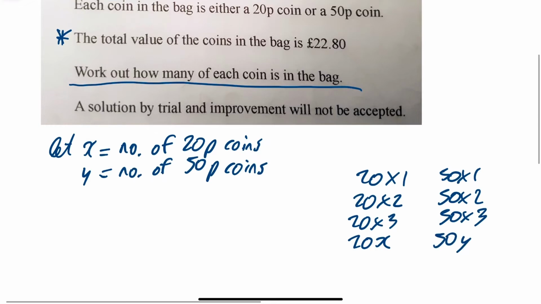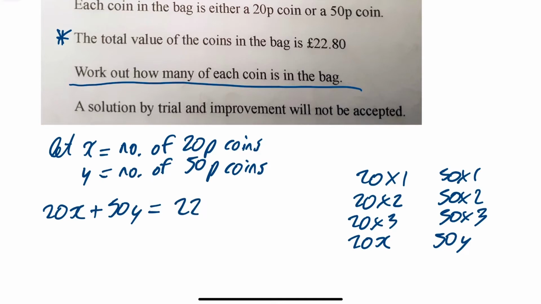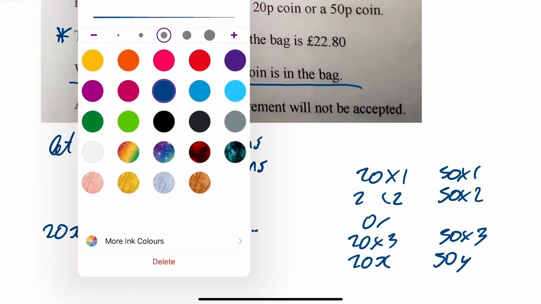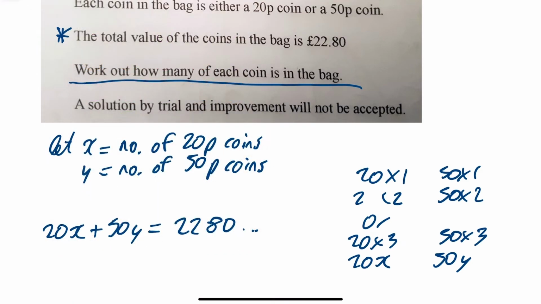So the total value of your coins, you have 20x plus 50y, and that worked out to be, and I'm going to put this in pence, 2,280. So that's the value of the coins. And that really is your second equation. Let me just bounce that down a wee bit. That really is your second equation.